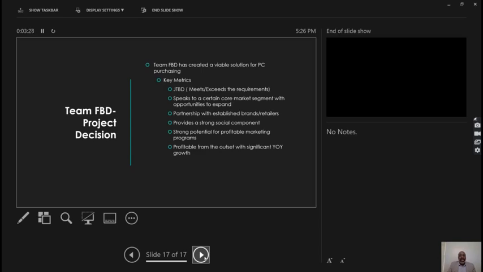Profitable growth from the outset. I'll say that again. Profitable growth from the outset. How many solutions can provide that dynamic, along with strong potential to see increases year over year? Computer Finder is the solution, and now is the time for its introduction to the market.